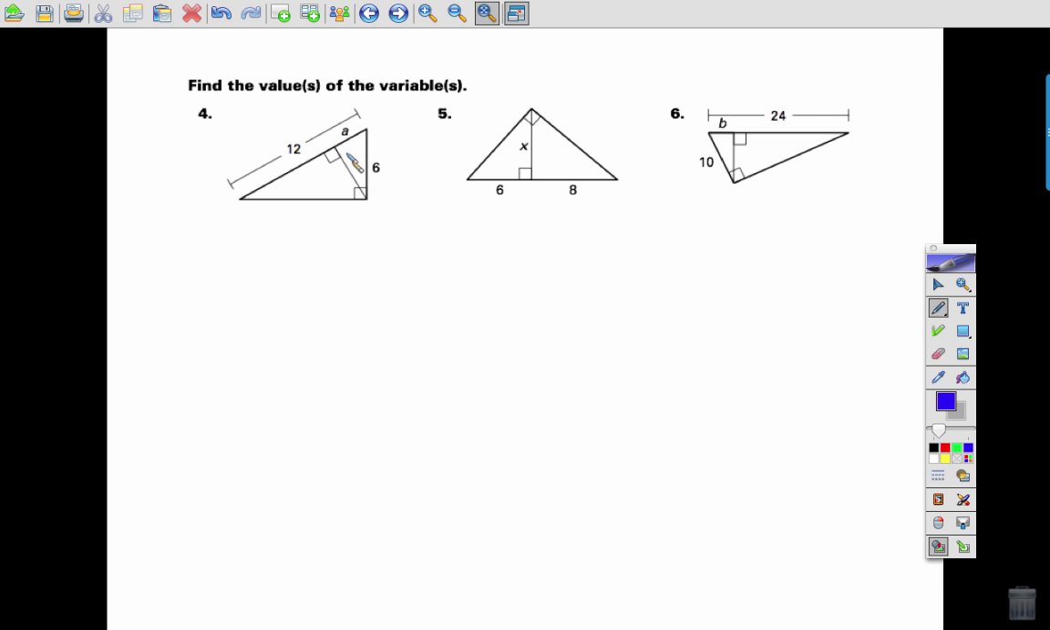Look at number 4. No information on altitude, so I cannot use my heartbeat. So let's see if I can set up the proportion. Using legs, I have hypotenuse 12 over 6 is the leg. Then I'm asked to find A. So I have hypotenuse over leg. A is a leg, right? So A has to be here. And in this smaller triangle, the hypotenuse is 6.